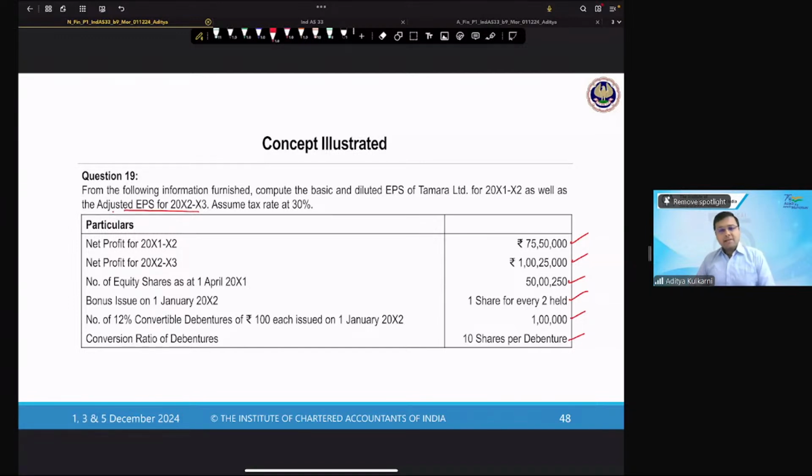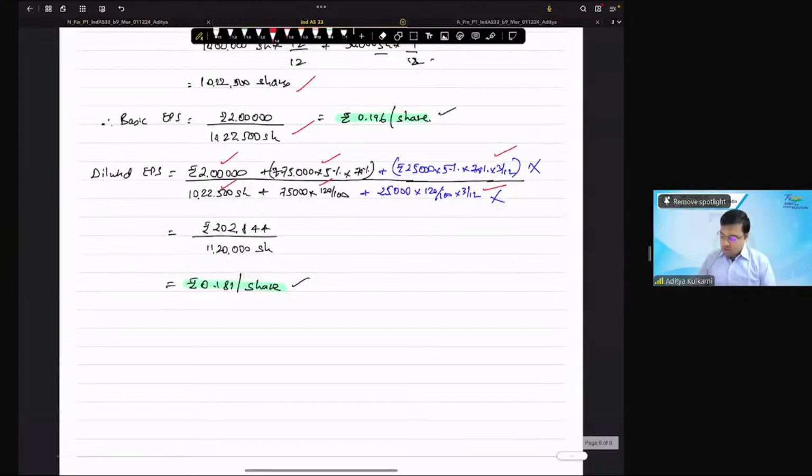Do you want to try this for homework or shall we do it together? I think we should do it together, because here there is a bonus. Here you have the issue of convertible debentures in the middle of the year, and here you have to calculate the basic for x2-x3, diluted also you have to calculate, and restated EPS also you will have to calculate. Is it okay? So there are multiple calculations involved, so I think we will run through it together. Theek hai? Yes, sir. So it's better that we run through this together.